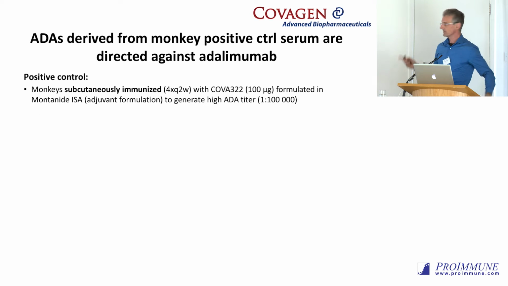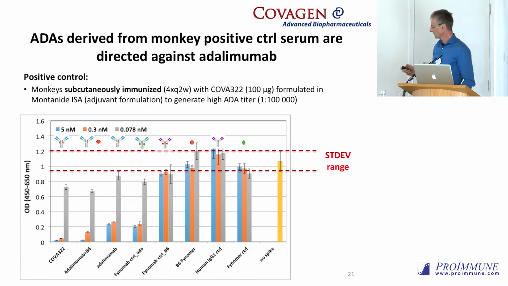Okay, so when we established this assay, we did not have human samples available, but we did have sample from monkeys available that were ADA positive during PK studies, and that we then did heavily immunize with CoVA 322 formulated with an adjuvant to generate a high titer positive control for the validation of our ADA assay. And we asked the question, okay, how does the specificity look in such a, let's say, worst case scenario for immunogenicity? And this is shown over here.